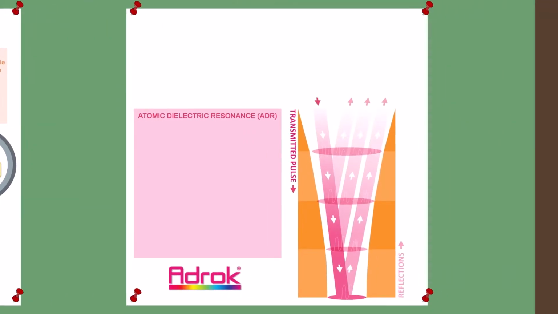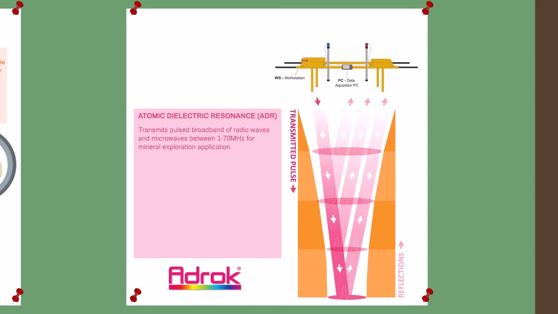Adrok has been using a technology called atomic dielectric resonance, or ADR, to collect and record data over mineral deposits for well over 10 years. We transmit a pulsed broadband of radio waves between 1 to 70 MHz frequency into the ground using a transmitting control unit and antenna, which is then captured and recorded by a receiving control unit and antenna.